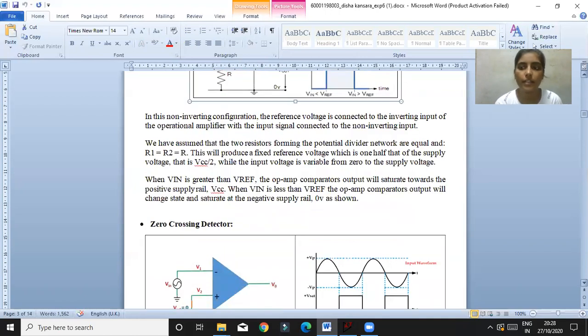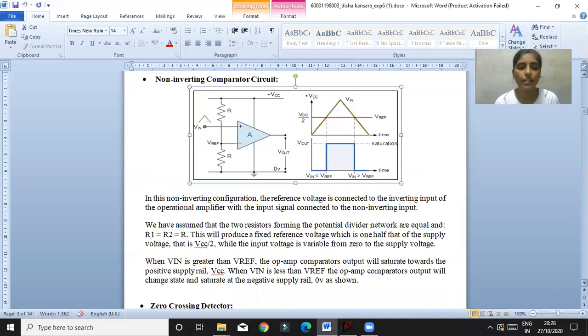When Vin is greater than Vref, the op-amp comparator output will saturate towards the positive VCC. When Vin is less than Vref, the op-amp comparator output changes state and saturates towards the negative supply of 0 volts, which is shown here. So this is the non-inverting comparator.